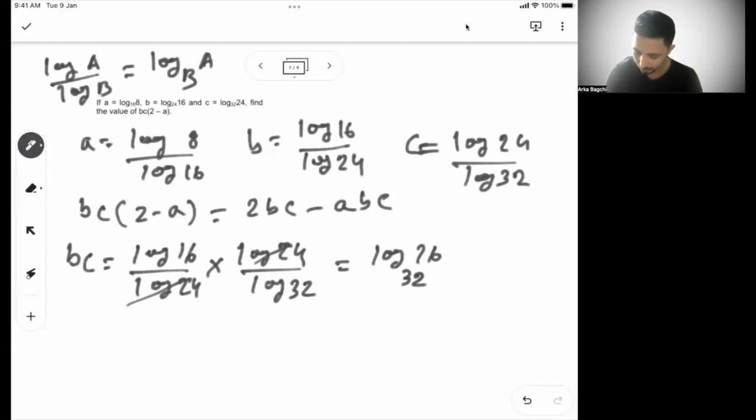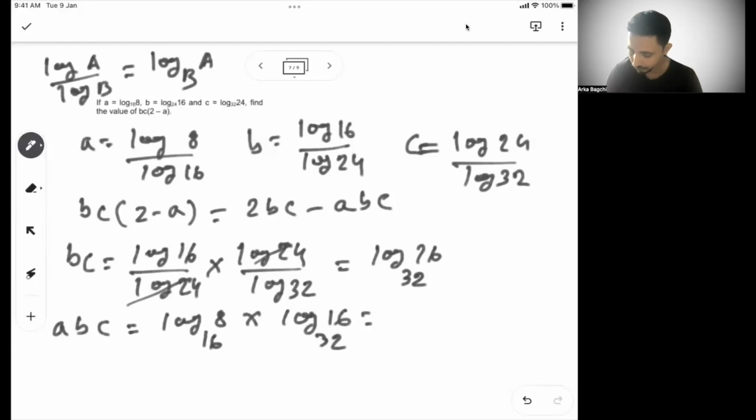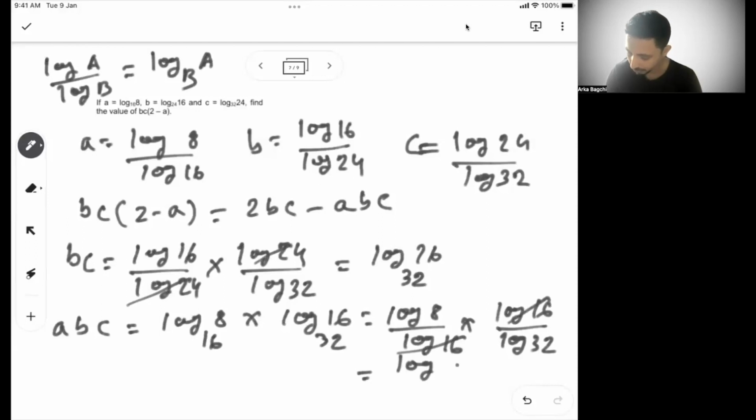Let's see what is ABC. So A is what? A is log of 8 base 16, right? And BC is log of 16 base 32. So into log of 16 base 32, we can say log of 8 by log of 16 into log of 16 by log of 32. So 16 gets cancelled. So ABC is log of 8 base 32. So I know BC and I know ABC. BC is log of 16 base 32, ABC is log of 8 base 32.